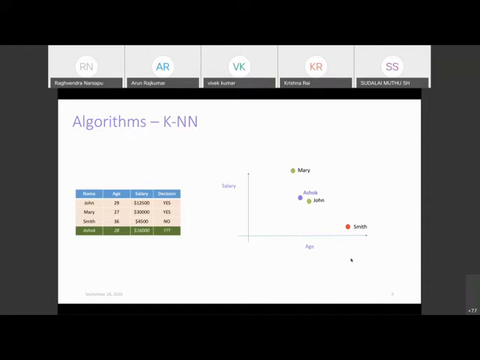So here is the new guy, Ashok, and we have to make a decision for Ashok. Mary, John, the green ones are people who have been given the loan. The red guy is the one who has not been given the loan before. Now here is the new guy. How will you make a decision for the new guy?